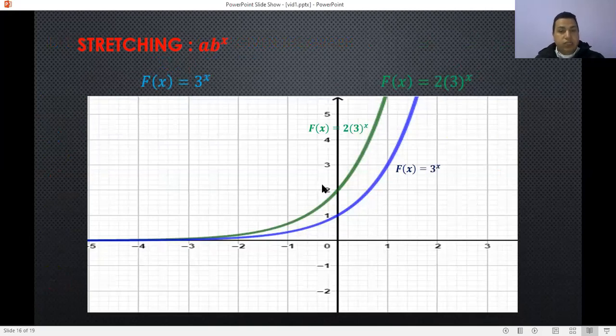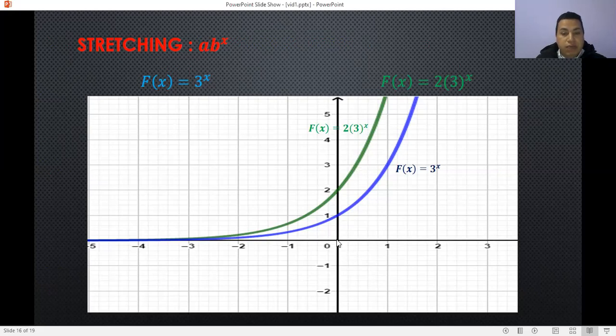What about stretching? Stretching means maximizing or minimizing the coefficient of 3 to the power x. If this curve is 3 to the power x and this curve is 2 times 3 to the power x, then we have stretching here. When you increase the number multiplying the base more and more, the curve rises more rapidly than the other.